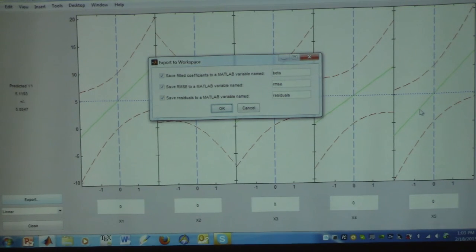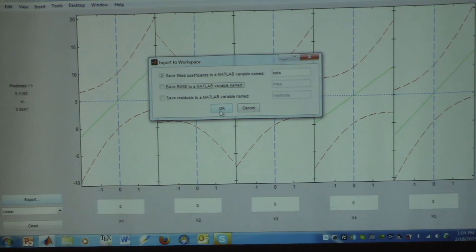So if you want to use the regression model elsewhere, you need those coefficients, right? So what this allows you to do is download those from this tool, and it puts them in the workspace so you could use those coefficients to do other things. For example, this is a measure of how good the model is, this root mean square error and these residuals, which I won't bother explaining right now. I won't download them. But I'll download this thing called beta.